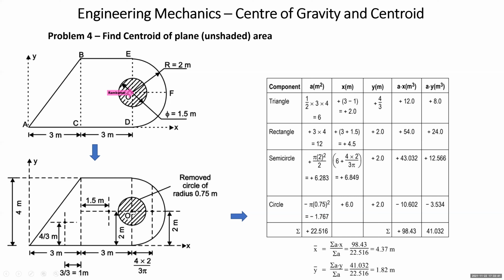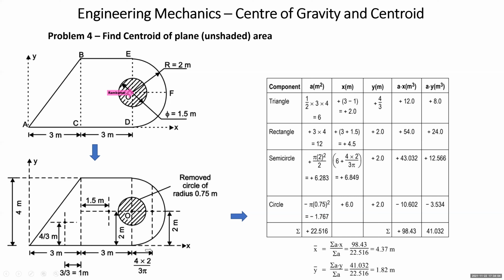The centroid of this circle will be at the center only, right? This removed circle is of diameter 1.5. This is very standard, you should remember it for your engineering studies. Whenever a circular body is given to you and they write 5 stands for diameter, so that means its radius is 0.75 meter.